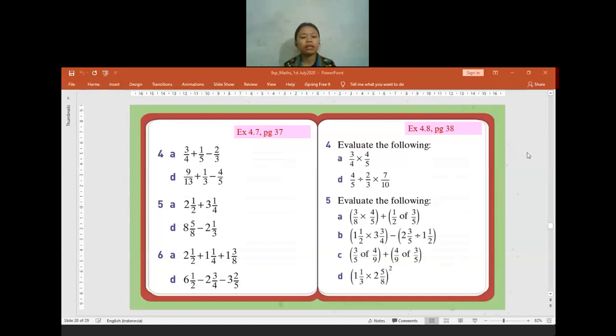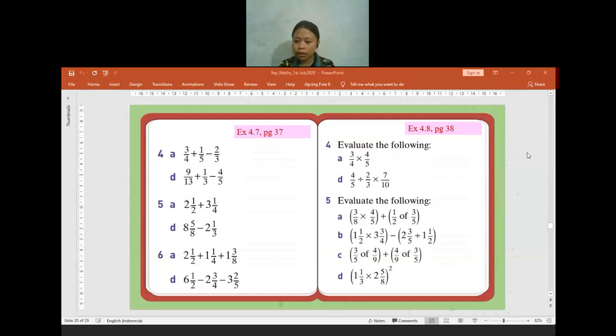What is the final answer of this 4A? Question 4A on your textbook, page 37. Do not use a calculator, because for fractions, usually in Cambridge they will mention: work out this question without using a calculator and show the steps. You must show the steps. That's why we need to practice fractions without using a calculator.